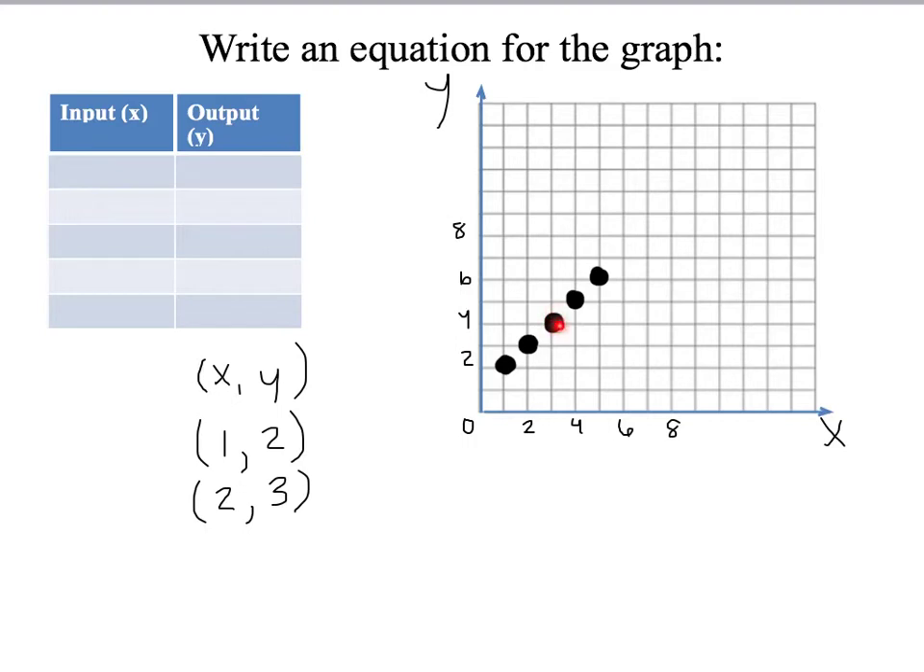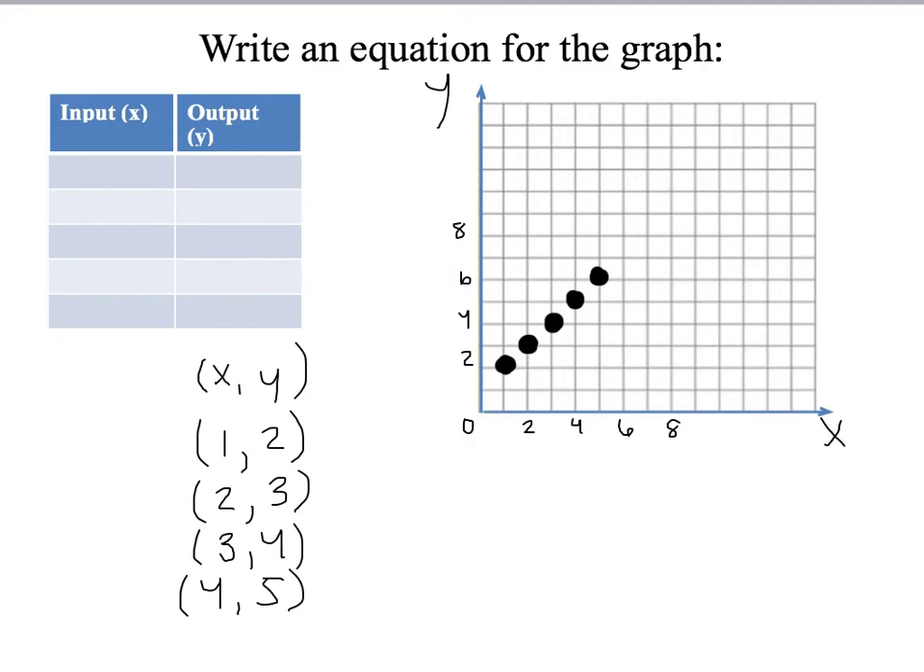Then for our next point, which is this one here, if we drop down, you can also look at it this way. If you drop down, your x value is 3, and your y value is 4. We'll look at the next point the same way. So if you look at the point here, look down, your x value is 4, and your y value is 5. So we have 4, 5.